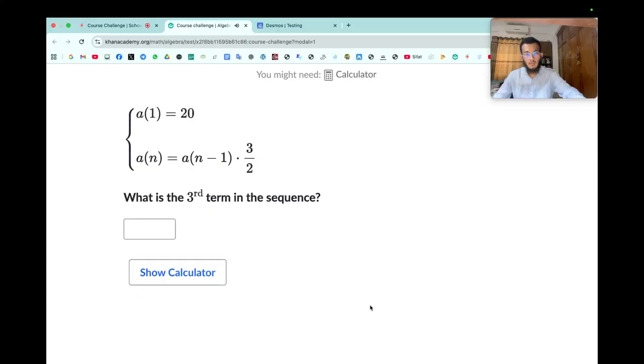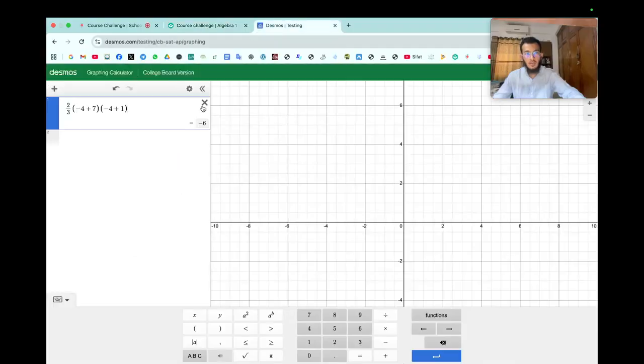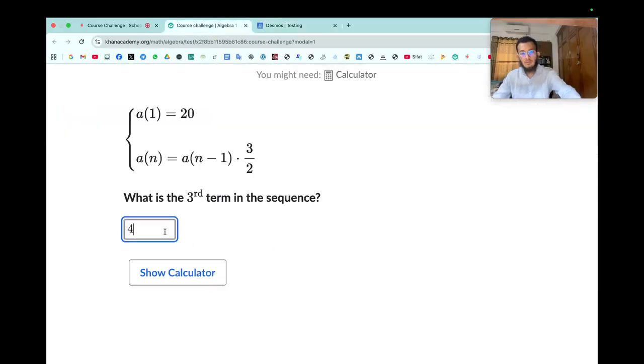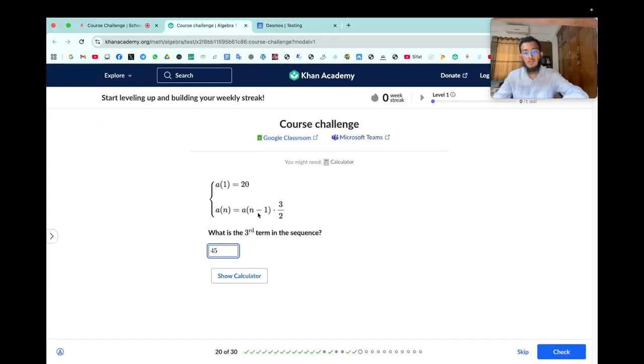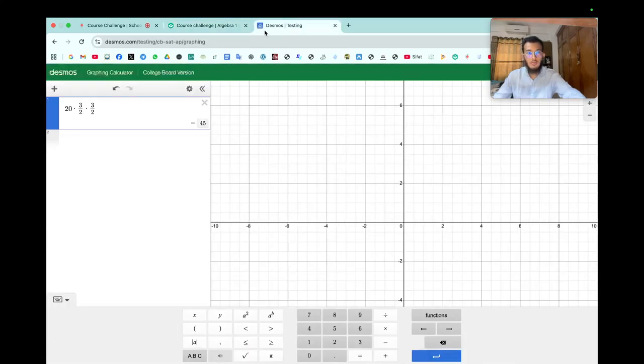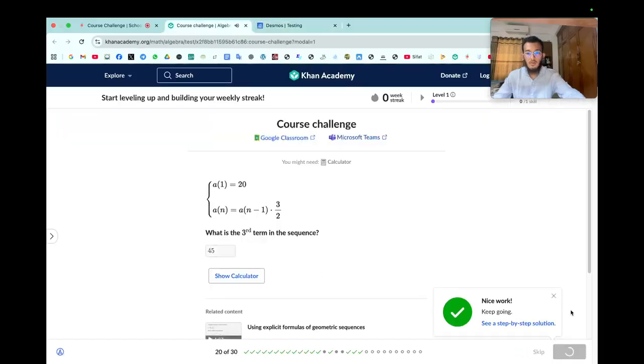Okay, what is the third term in the sequence? The first term is 20, and each time you get multiplied by 3 by 2. So the second term would be 20 into 3 by 2, and again 3 by 2, because the third term is 45. Okay, first term, the previous term, and then the nth term. So 20 times 3 by 2 times 3 by 2, third term.